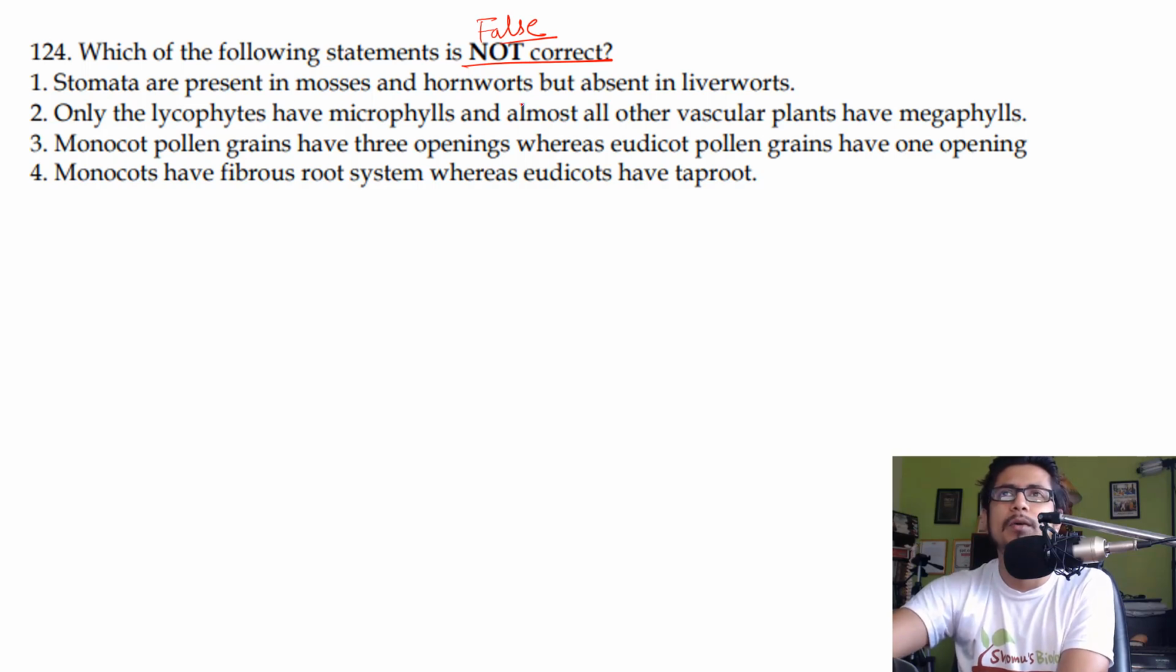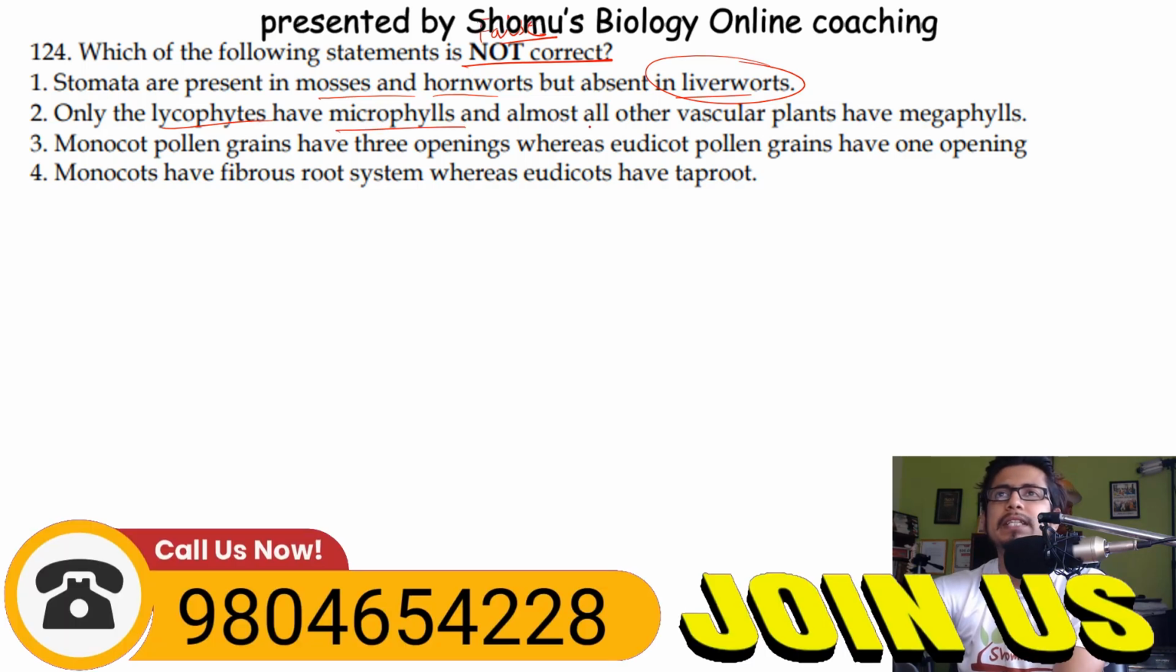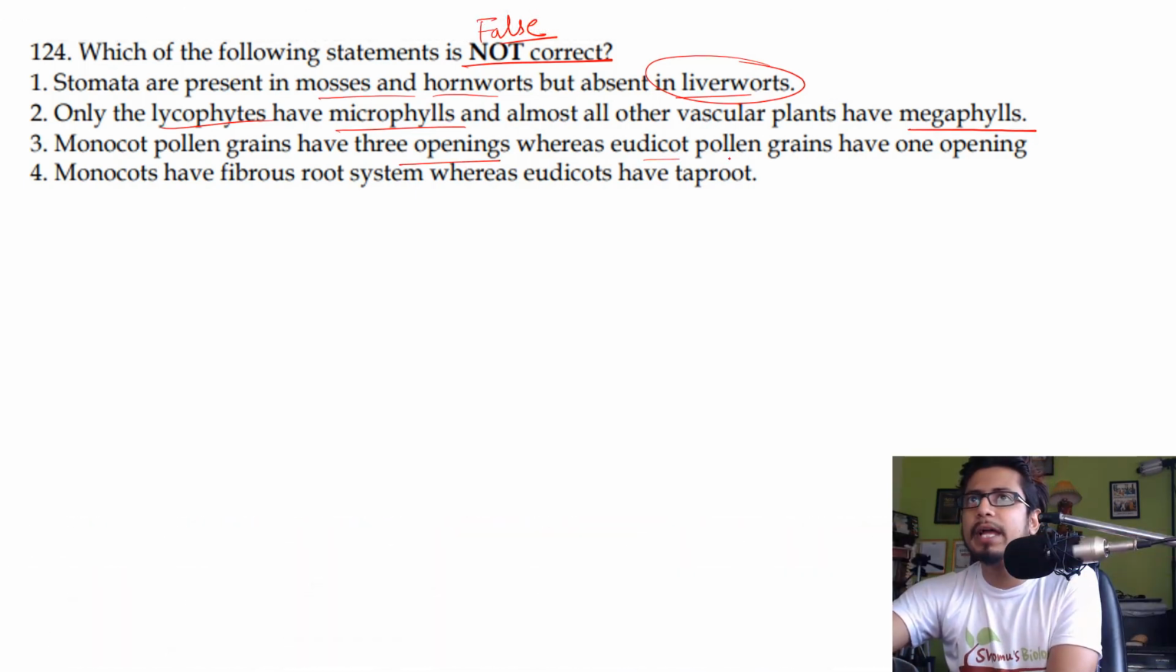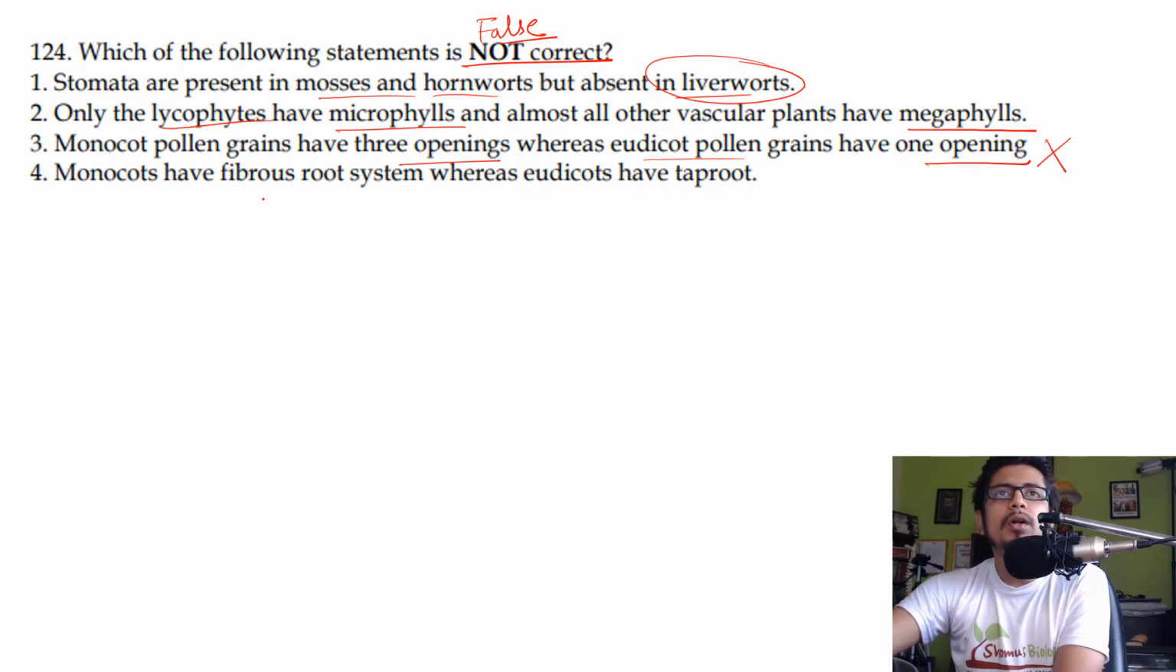Stomata are present in mosses and hornworts but absent in liverworts. True or false? You need to know whether it's true or false. Yes, it's true. Present in mosses and hornworts, absent in liverworts. Only the lycophytes have microphylls, and almost all the vascular plants have megaphylls. This is also correct. Monocot pollen grains have 3 openings, whereas the eudicot pollen grains have 1 opening. This is false. Monocots have a fibrous root system, whereas eudicots have a taproot. This is also true.